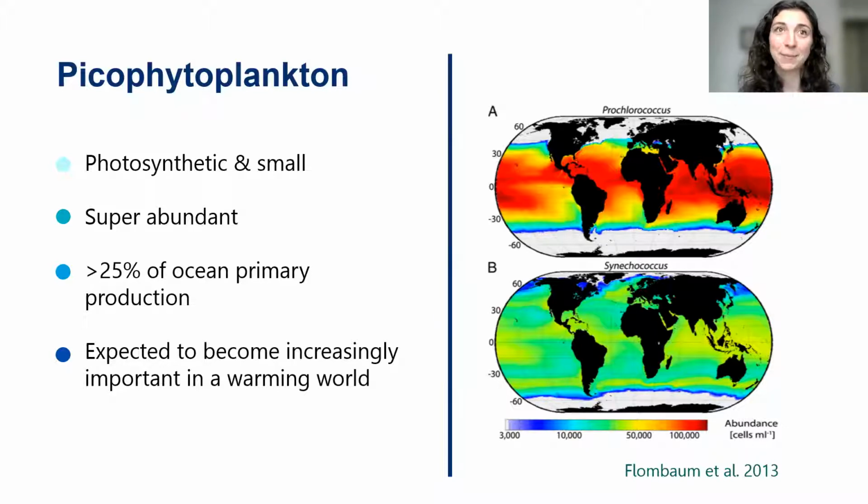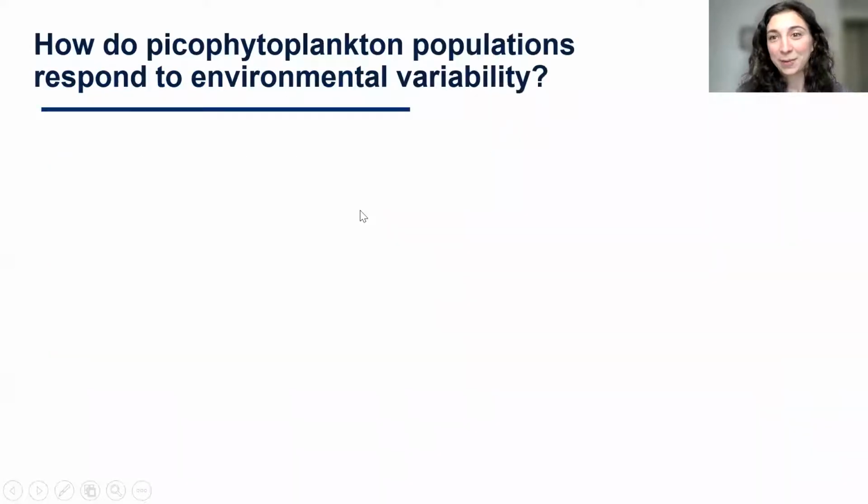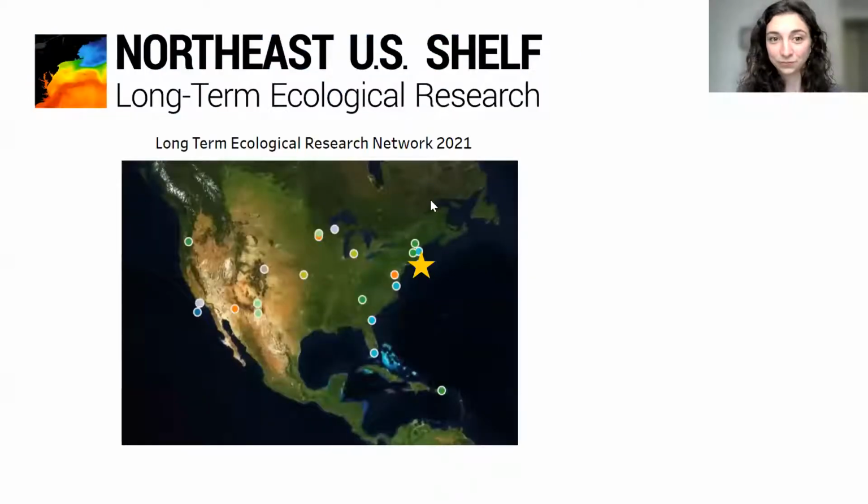They're also expected to make up a larger component of the phytoplankton community with the ongoing changes to the climate. So we're particularly interested in what role this group is playing in the ecosystem and how it's responding to environmental change. So the question here is, how do the picophytoplankton populations respond to environmental variability? And I'm going to be answering it by looking at observations of picophytoplankton across a variety of environmental conditions.